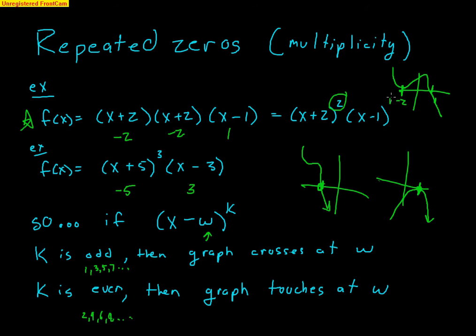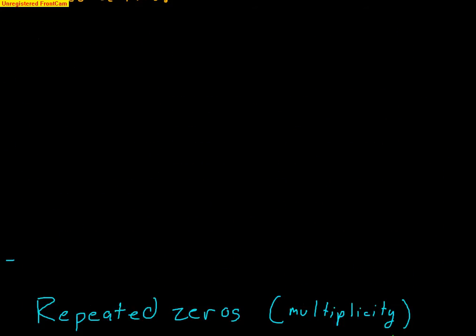See, 1 was just 1 time, right? That's odd. 1 is odd, so I cross at 1, and 2 is even, so I must touch at negative 2. Okay, so hopefully you get an idea of what that function looks like based on repeated zeros.